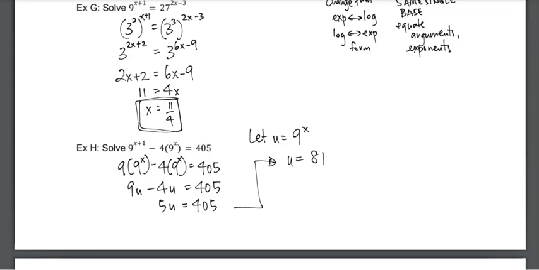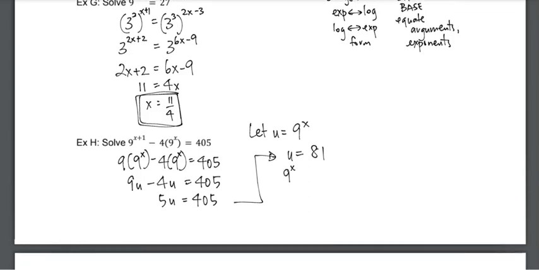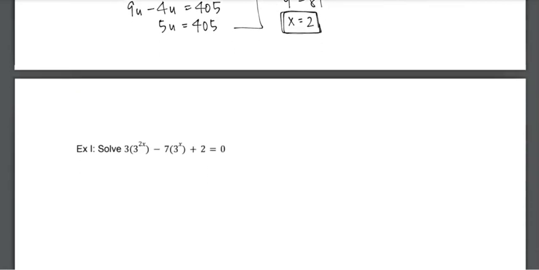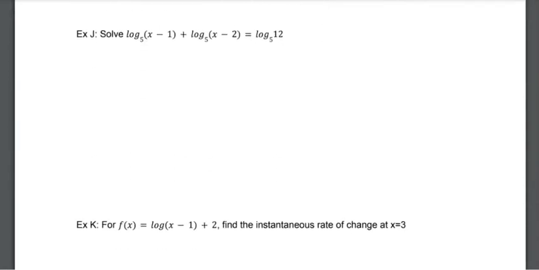Because 405 divided by 5 is 81, I think. So now I can replace it back with 9 to the x. 9 to the x equals 81. And I know 9 squared is 81, so x is equal to 2. Okay, just like that. All right, we've got 3 more.